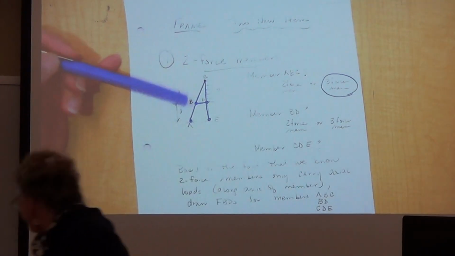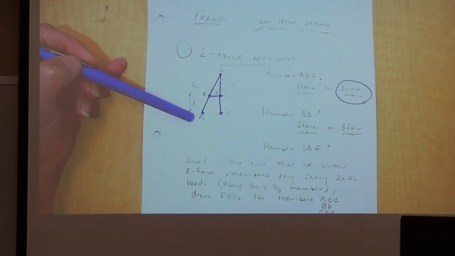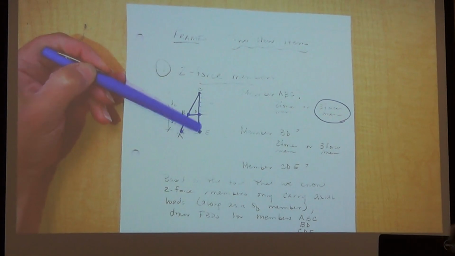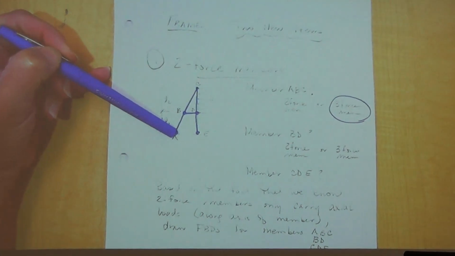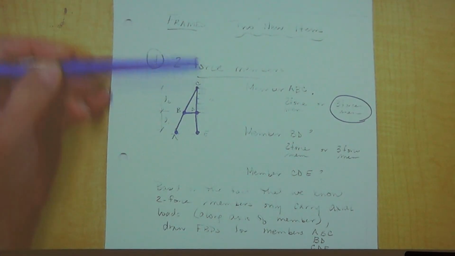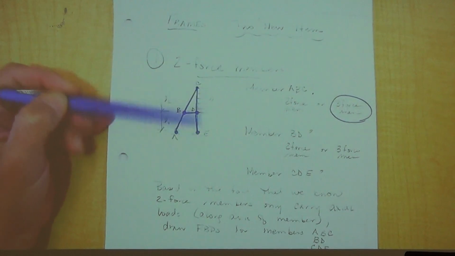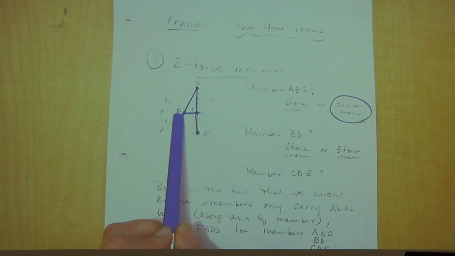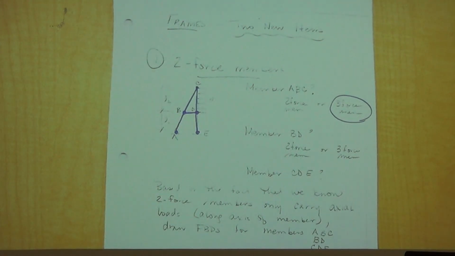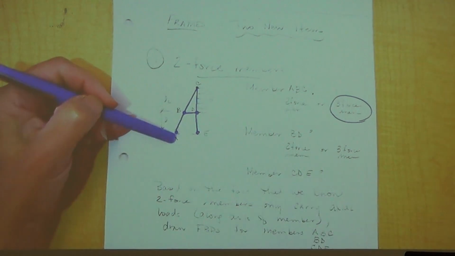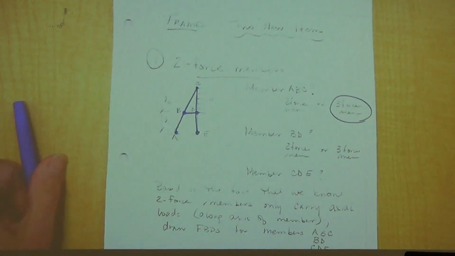Okay, so we have a frame here. It is built of 3 different members. A, B, C is one piece of metal. C, D, E is another piece of metal, and B, D is another piece of metal. And I'm asking you if A, B, C is a 2 or 3 force member.